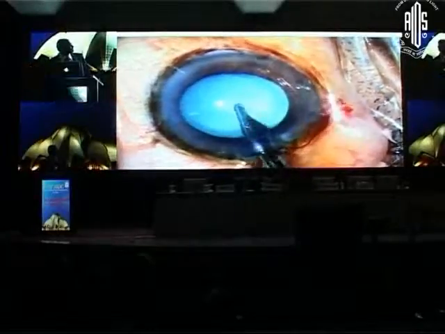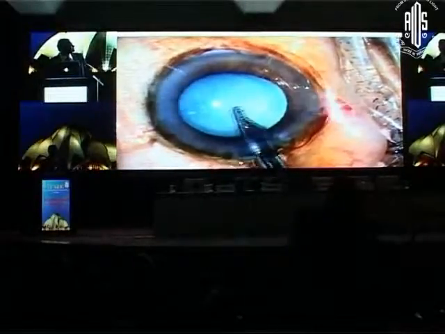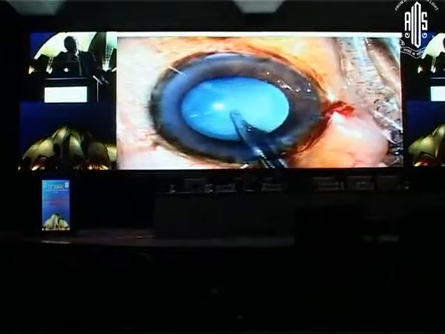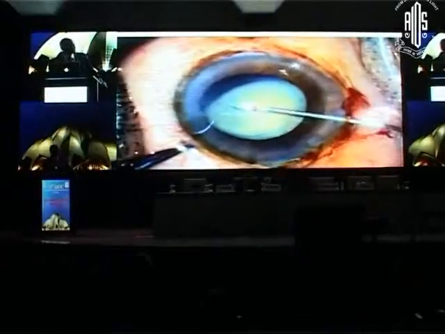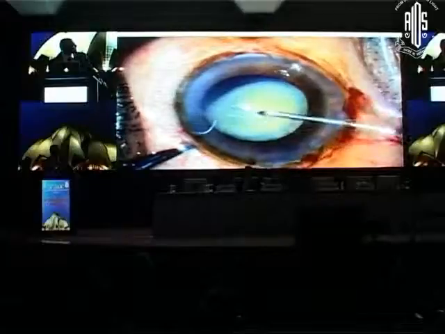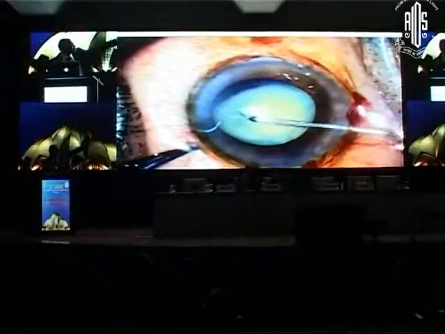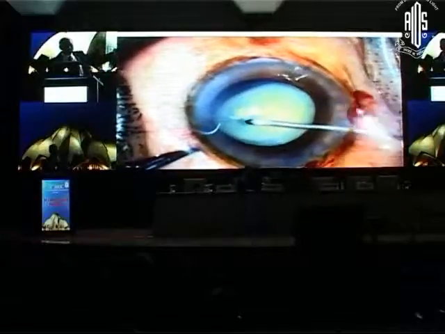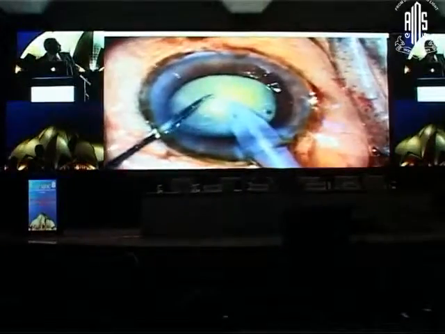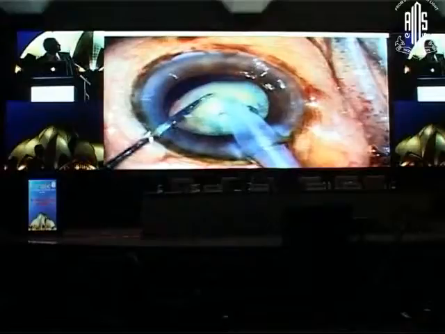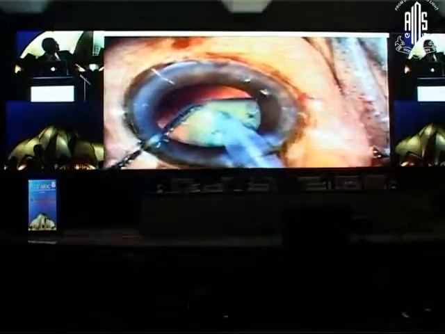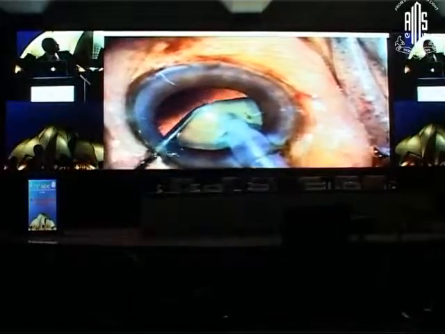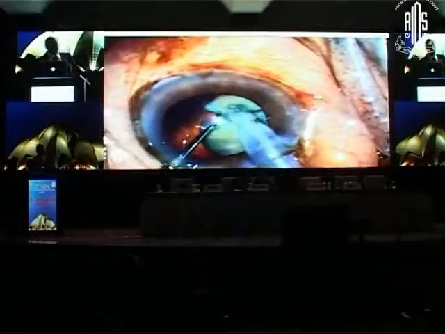So this is all fluid. Now you can see I have made just a nick inside, and now I am trying. You can see the upper edge of the nucleus, upper edge of the nucleus, because again you will see, I will go near the, see this now, and then the horizontal chopping.